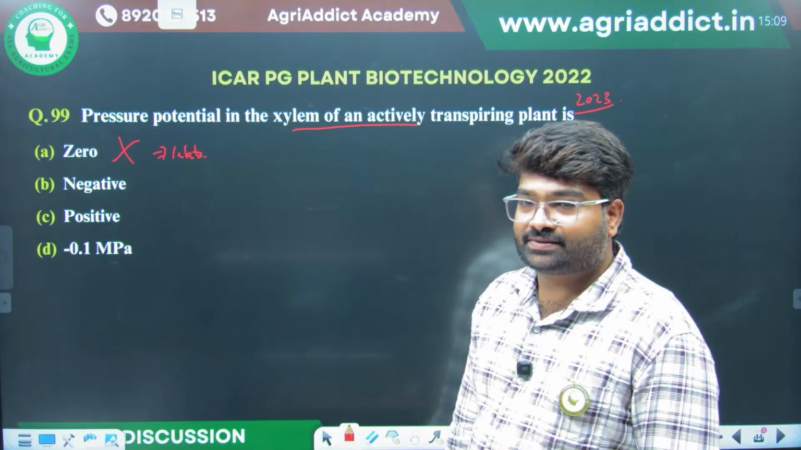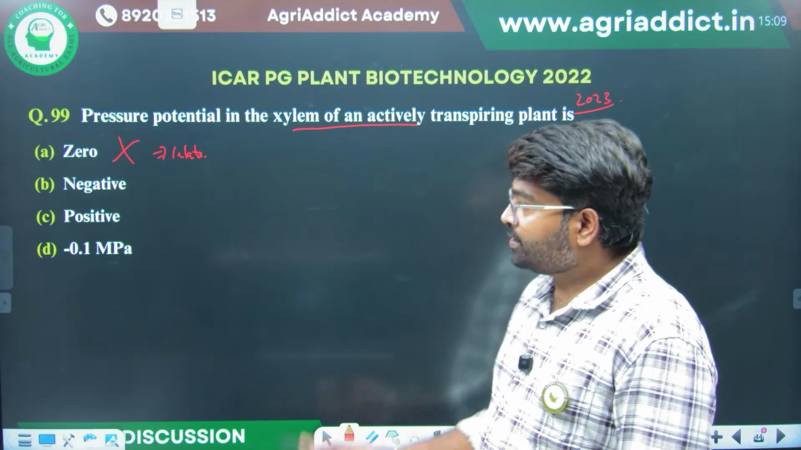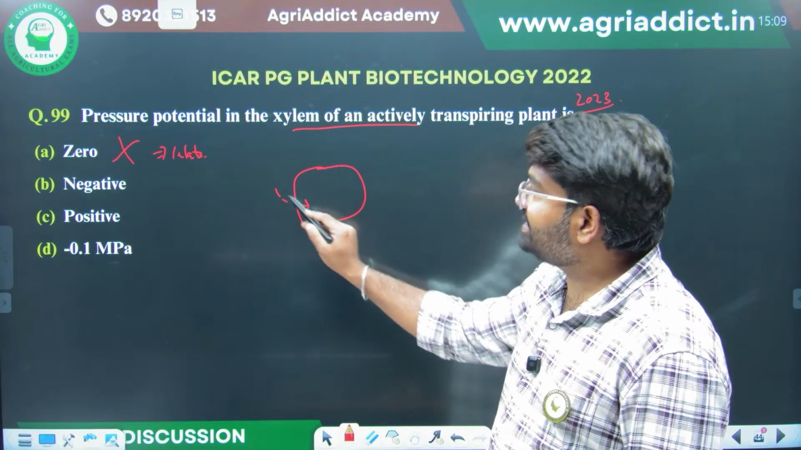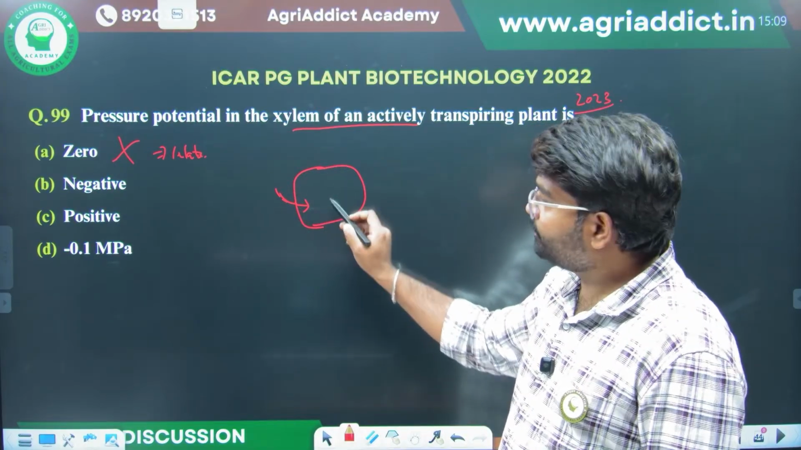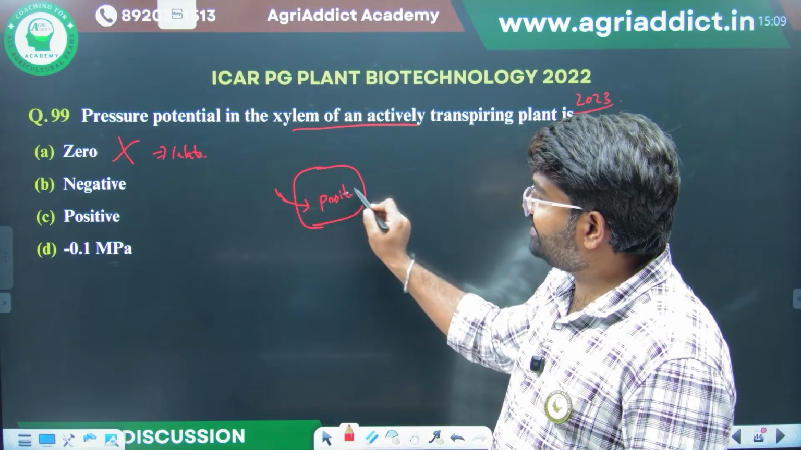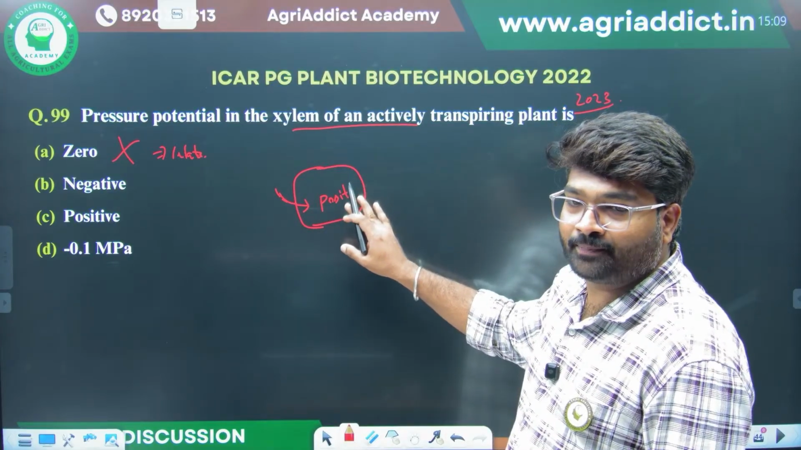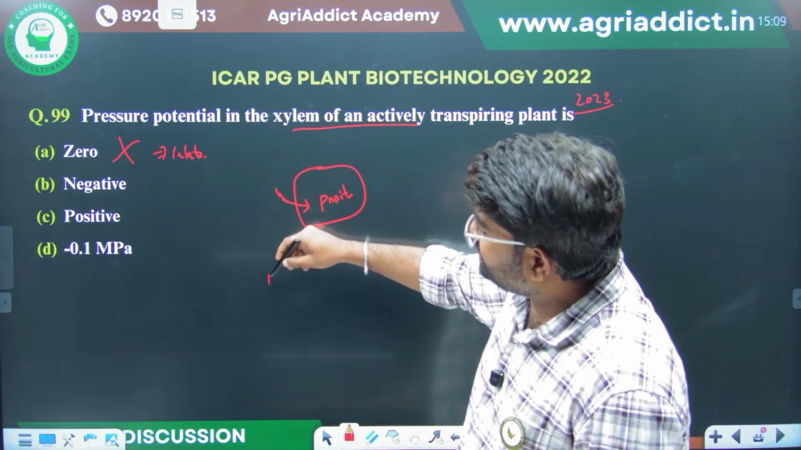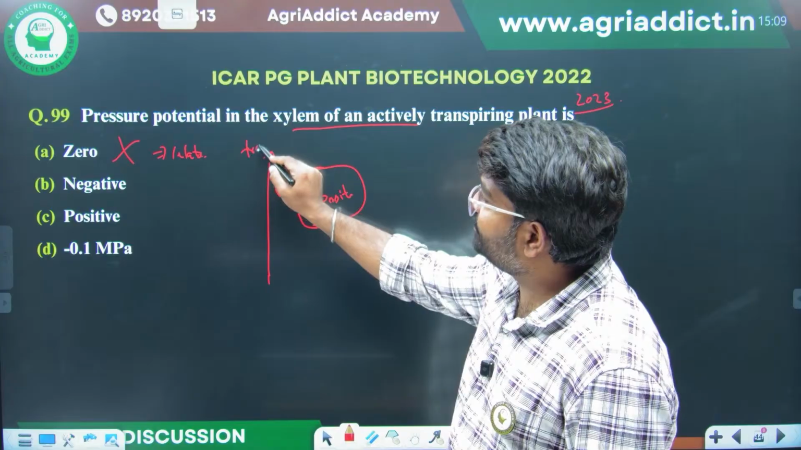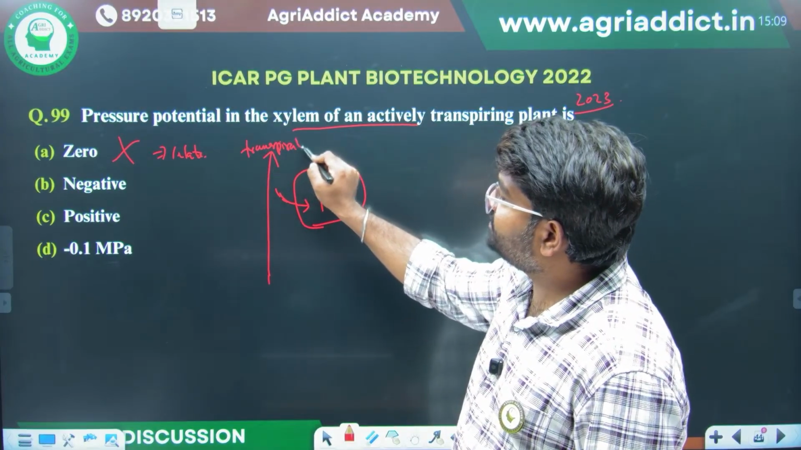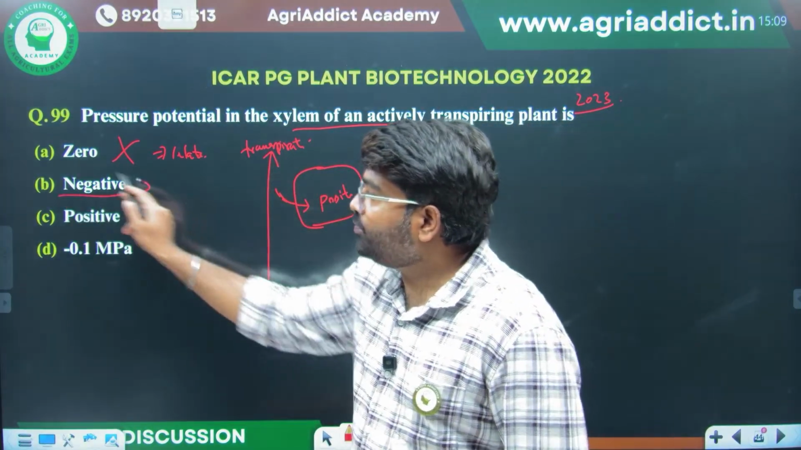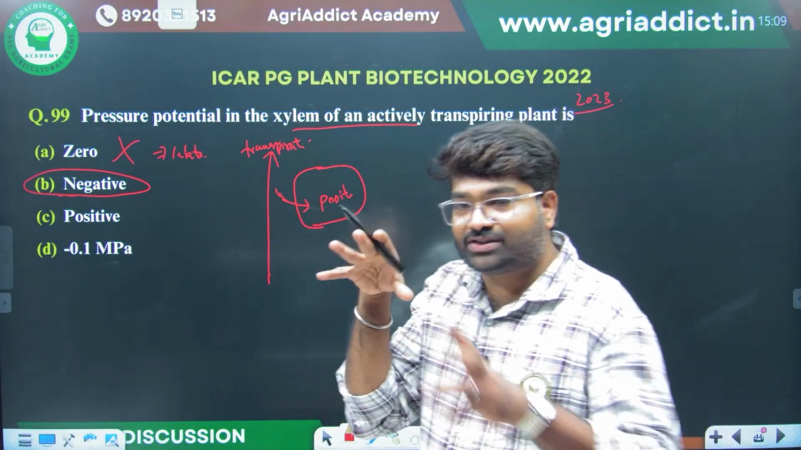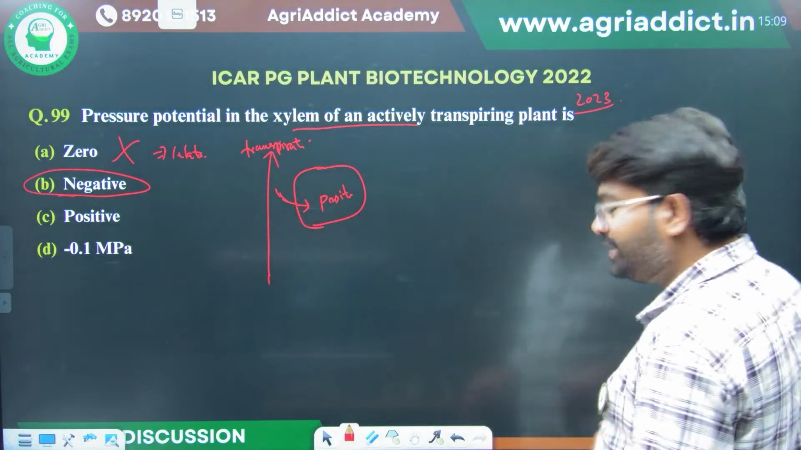This we have already discussed. They are asking about pressure potential. For example, if a cell is there and the water has to come inside the cell, it should have a positive potential for entering inside the cell. If it is negative potential, it is involved in transpiration. For transpiration, this should have negative potential. Clear, students? So yes, very good. Negative potential should be there. If the water has to come inside the cell, positive potential should be there.